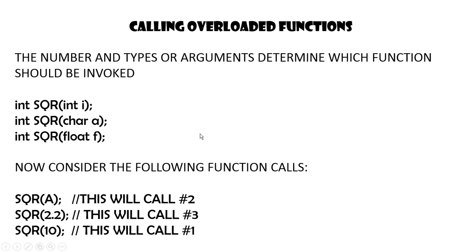Okay, so now how to call overloaded functions? After declaring the functions, you give the call to the functions, and the type of argument which you're passing will decide which function is to be called. So here you can see the argument passed is a character, therefore the second will be invoked because it is taking a character. Suppose we pass a floating point, then the third one is invoked because it is taking a floating point, and if we pass an integer, then the first one will be invoked.